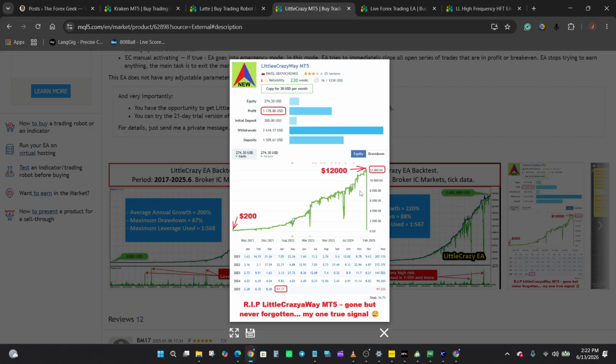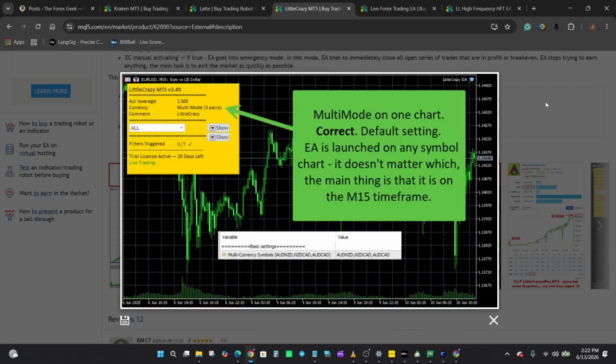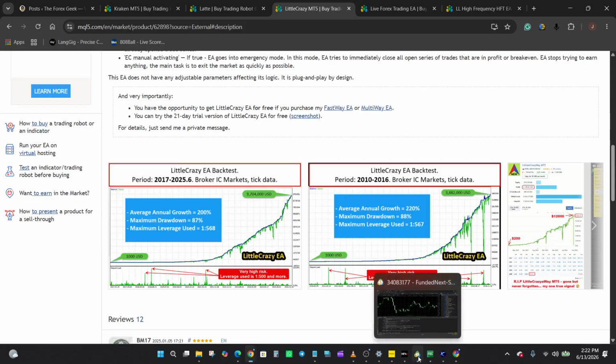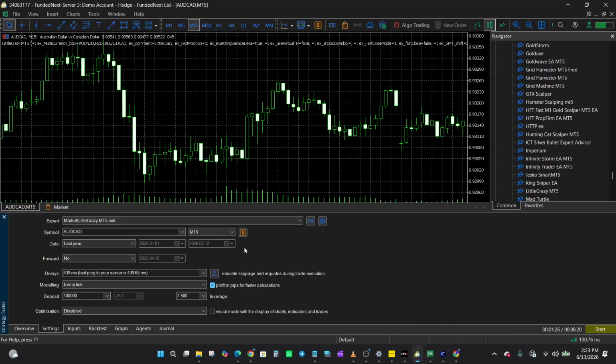But I can see an extremely large drawdown here, 97.77% drawdown. Wow. Let's head over to our strategy tester. Let's see how this EA performed in 2026.